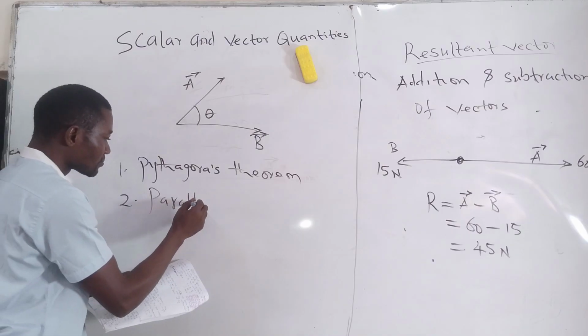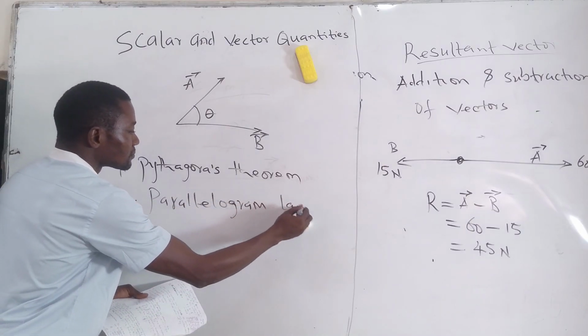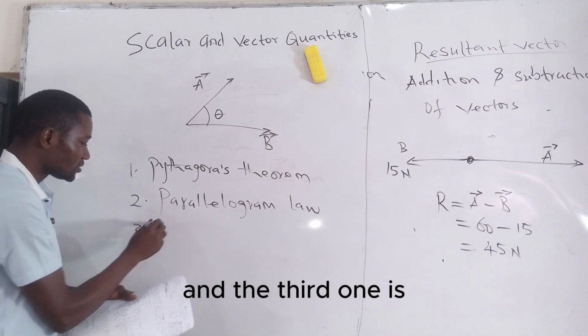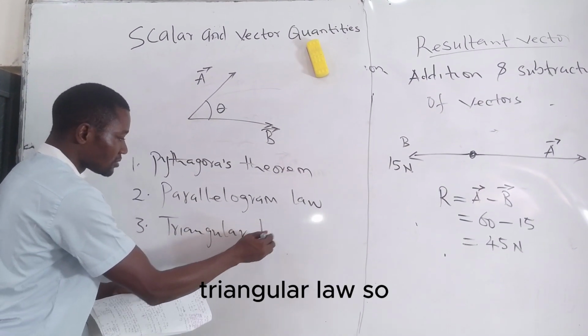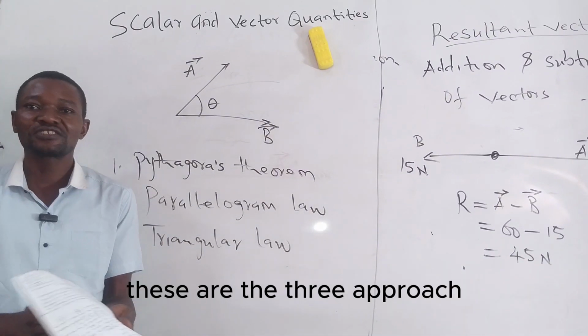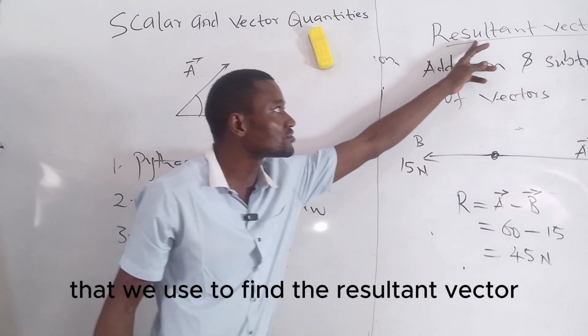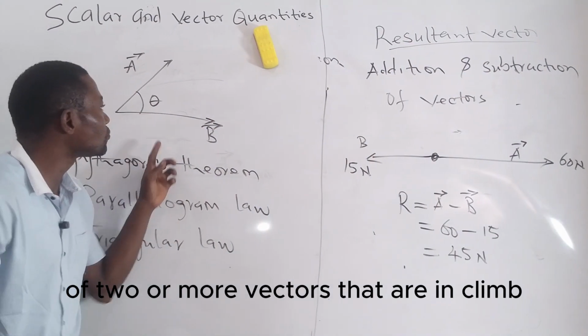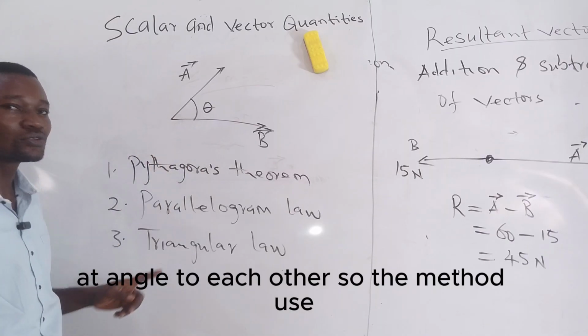Parallelogram law. And the third one is triangular law. So these are the three approaches that we use to find the resultant vector of two or more vectors that are inclined at an angle to each other.